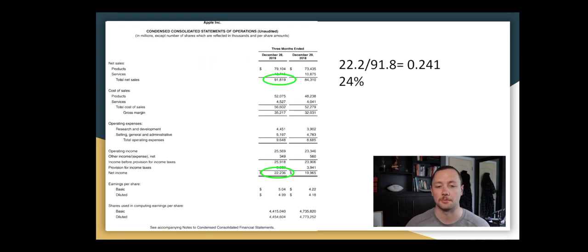Now, I got all of these numbers from their consolidated statement of operations, or basically their income statement from the last quarter. And as you can see, I've circled the numbers here in green. So 91.8 billion in net sales, 22.2 billion in net income. And these are the numbers that I'm using to generate the net profit margin. And this is the basis and the metric that we use to analyze how efficient this company is at bringing in money and turning it into profit. So really simple. I got this one right from the last quarter's financial statements.